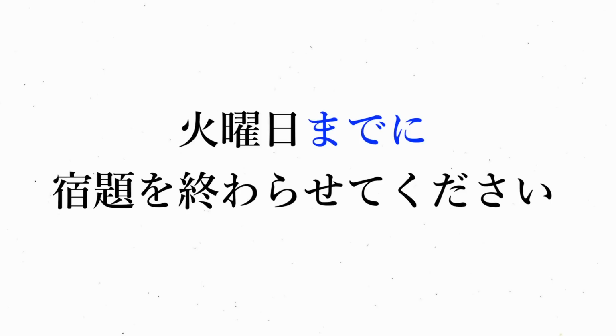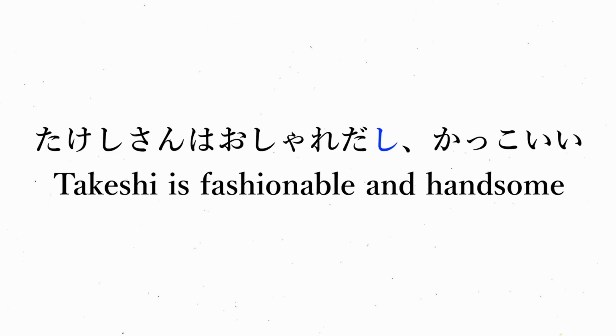Made can be combined with ni to make made ni, which references an endpoint in time. 火曜日までに宿題を終わらせてください. Please finish your homework by Tuesday. Shi is another list particle. If I want to say that someone, let's say Takeshi, is cool and fashionable, I could say, Takeshi-san wa oshare dashi kakkoi. Notice how I put shi next to the noun oshare, since it's part of a list. For adjectives, you can just put it at the end of the adjective.